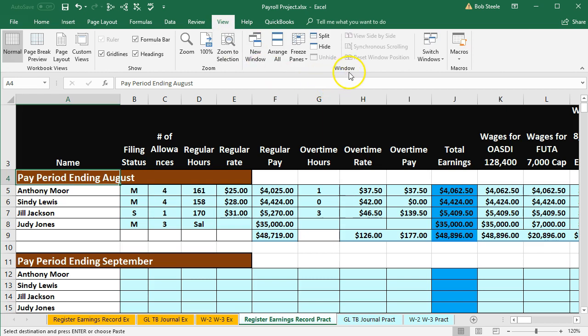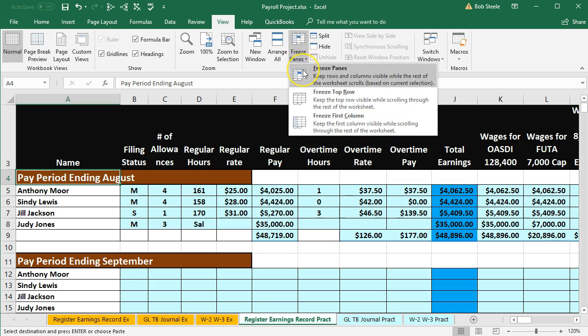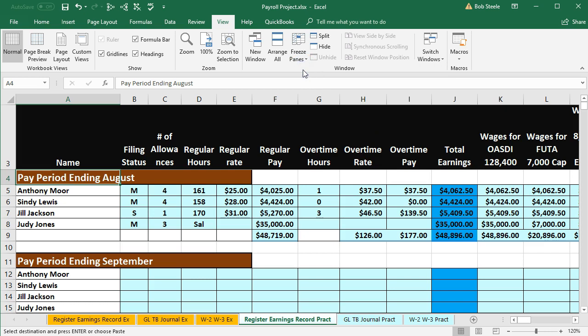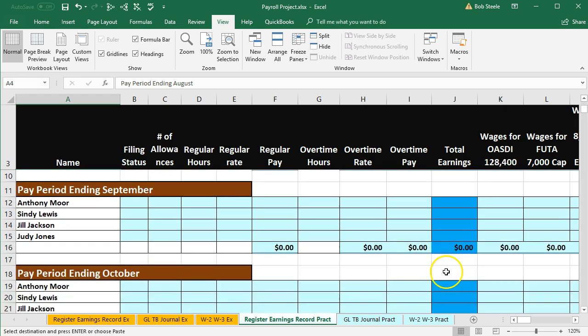We're going to go to the Window group. We're going to go to Freeze Panes. Select Freeze Panes, and then we will freeze the pane. The pane has been frozen. Then we're going to scroll back down, and you'll notice that the top rows will stay the same.